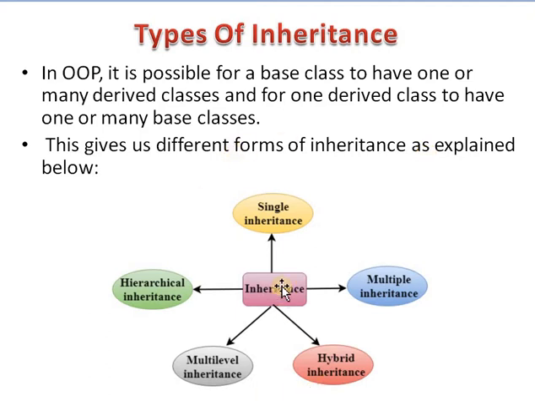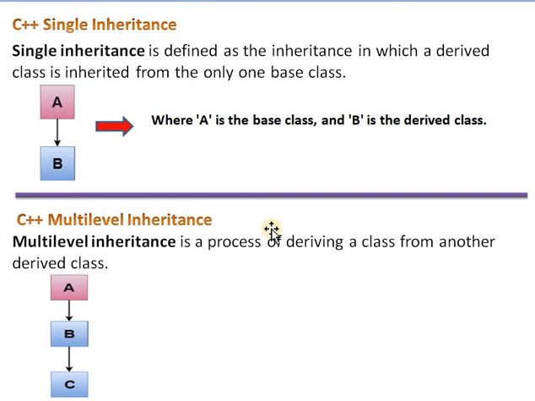There are different types of inheritance: single inheritance, multiple inheritance, hybrid inheritance, multi-level inheritance and hierarchical inheritance. These are the 5 types of inheritance present in C++. Depending on the structure, that is the number of base classes and derived classes, inheritance is categorized into these different types. Let us see these types of inheritance one by one.